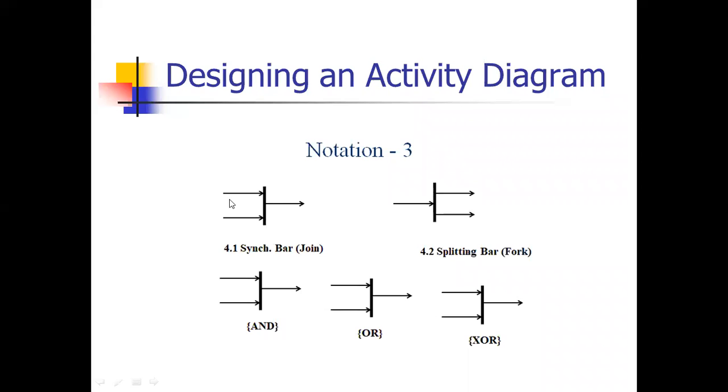After forking, we can join again the two outputs of the previous fork. It will join into one. This is the join and this is the fork. Here you can see and, or, and XOR. We can also use AND, OR, and XOR. So this is the notation for fork and join.